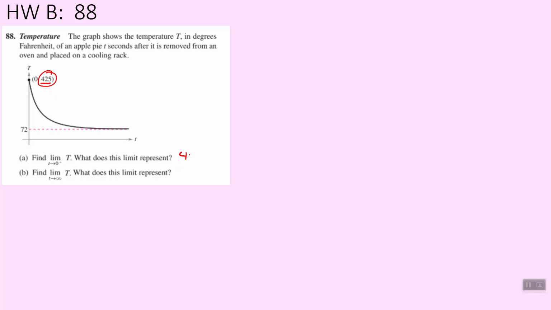So that is 425, and I'm assuming this is degrees, yep, degrees Fahrenheit. And that's the temperature of the pie coming out of the oven, which I would assume is also probably the oven temperature. You probably set the temperature to 425. The apple pie got up to that temperature when it was cooking, or very close to it.